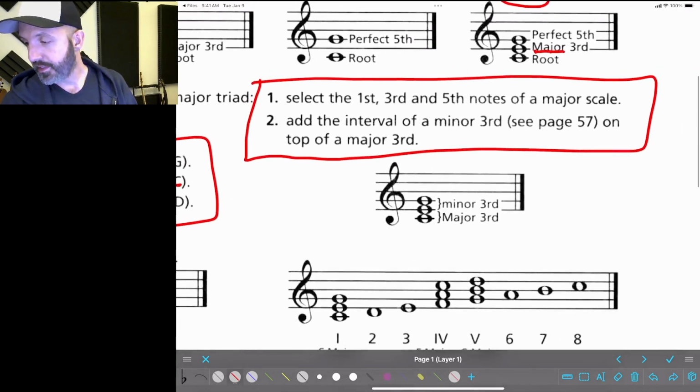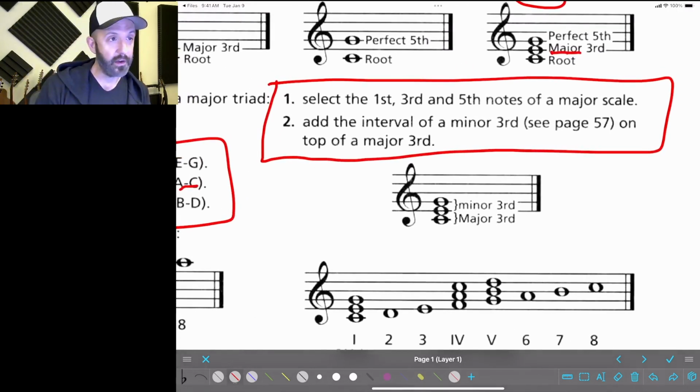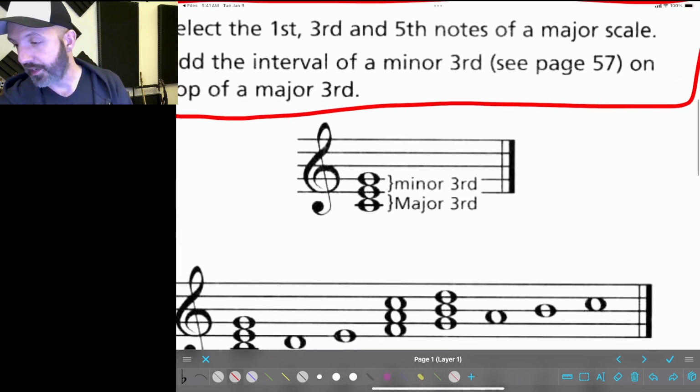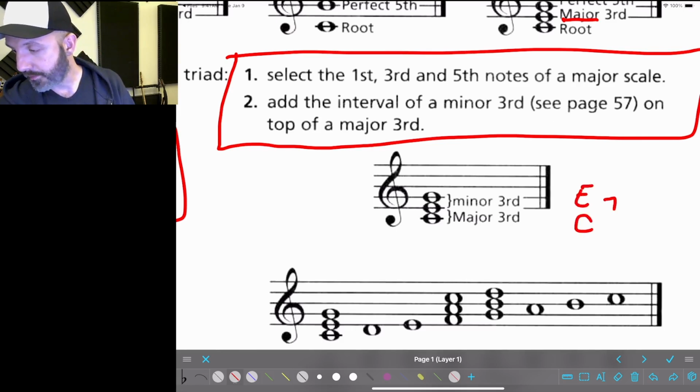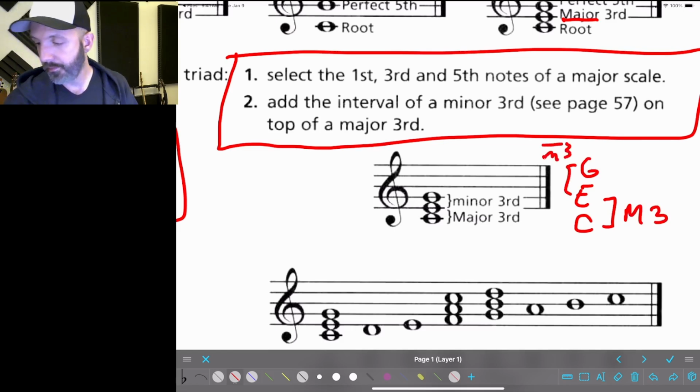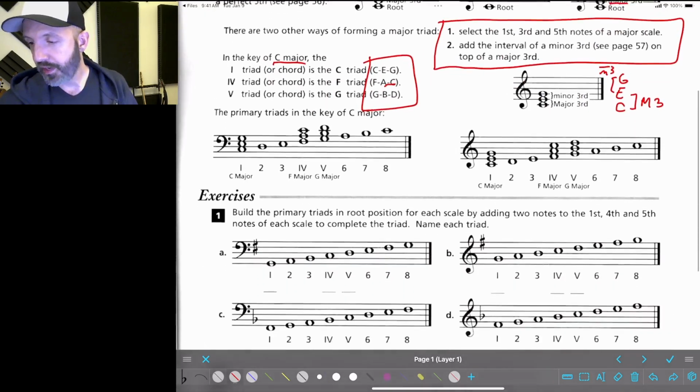All right, the second way of thinking about a major triad, and this is kind of how I was taught, is that you think of stacking two types of thirds. So add the interval of a minor third on top of a major third. All right, so the C to E is a major third. And then E to G would be a minor third. All right. Primary triads in the key of C.